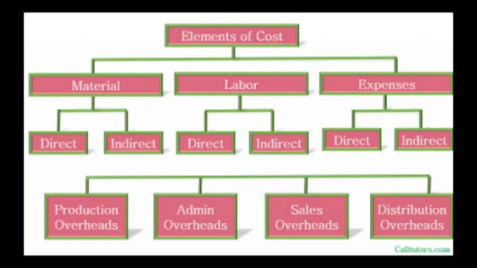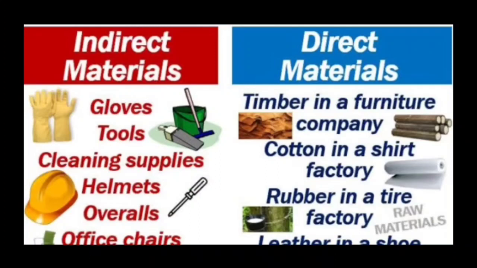Now what do all these mean by material, labor, and expenses, and the further categories of these like direct and indirect? So let us take a look at all these as well. As we know, material means anything by which the product is produced, but what does it mean by direct and indirect? Now let us take a look, and this chart will make everything clear.